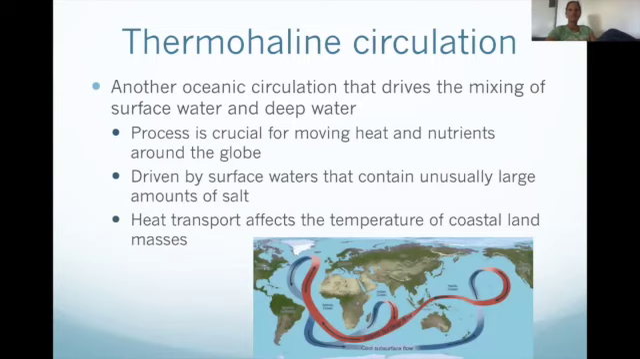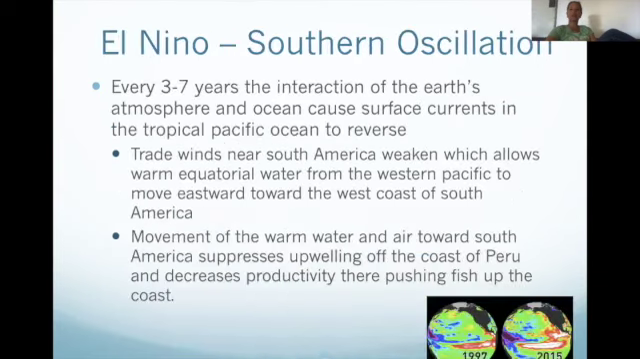Thermohaline circulation, we call this the Great Ocean Conveyor Belt. So this is the movement of water between all oceans. It's a process crucial for moving heat and nutrients around the globe. It's driven by surface waters that contain unusually large amounts of salt, and the heat transports the temperature of coastal land masses. We live in an area that is greatly affected by El Nino and La Nina.